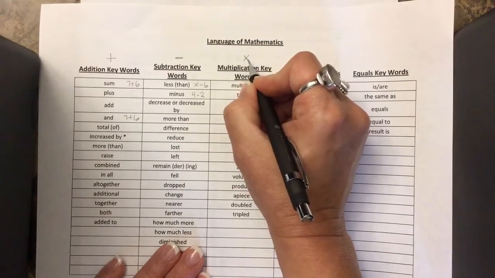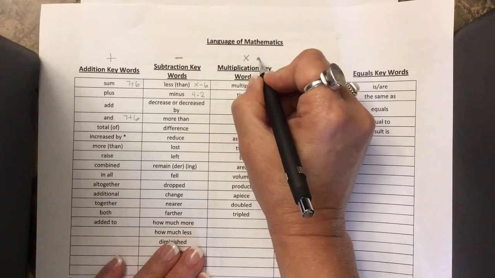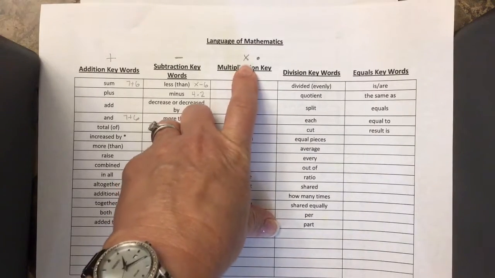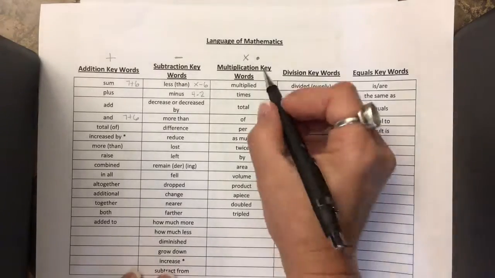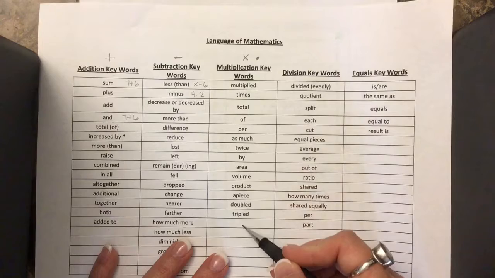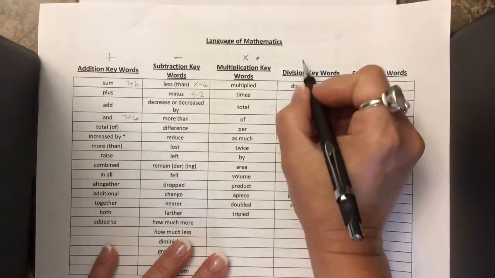Multiplication keywords, you would replace it with a times sign, or usually we use the dot in math because there's so many times that we use X, so we don't want to get X confused with multiplication, so we usually use this little dot more often. So all of these words in English would be replaced with multiplication.